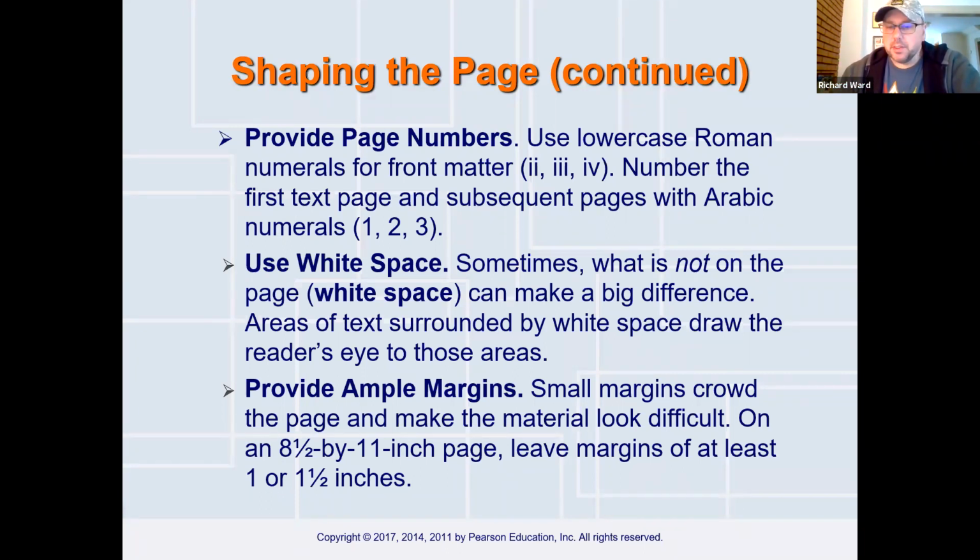And provide ample margins. Small margins crowd the page and make the material look difficult. It can change the length of the text, and if this isn't a digital document, that can be a very big detriment. It creates eye strain. It can create eye jumping, where your eyes go from one line of text to the next line of text and you don't even realize it. So on an 8.5 by 11-inch page, leave margins of at least 1 to 1.5 inches. This will help keep your text formatted in an appropriate way, keep everything consistent and uniform, and make it feel good. And if it's ever printed, we can always take notes in those margins.